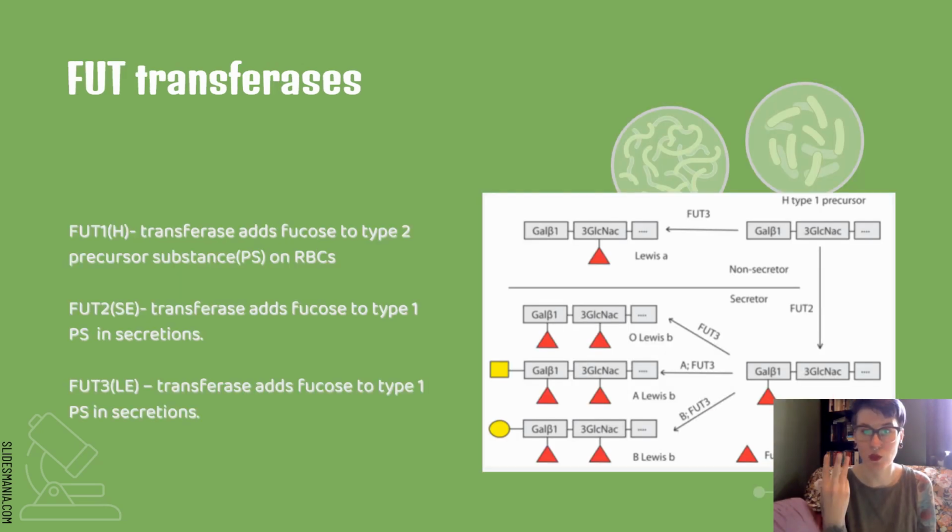So remember, we have those three FUT genes. FUT1 is what makes H on the RBCs. It adds that fucose to type 2 precursor substances. FUT2 is the secretor gene. The transferase adds the fucose to type 1 precursor substance in secretions. And then FUT3, which is Lewis, that transferase adds a fucose to type 1 also in secretions. So the interaction between Lewis and secretor will determine if you have Lewis A or Lewis B.